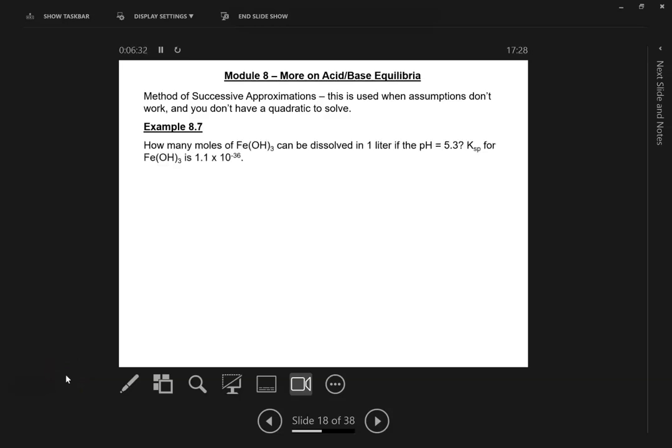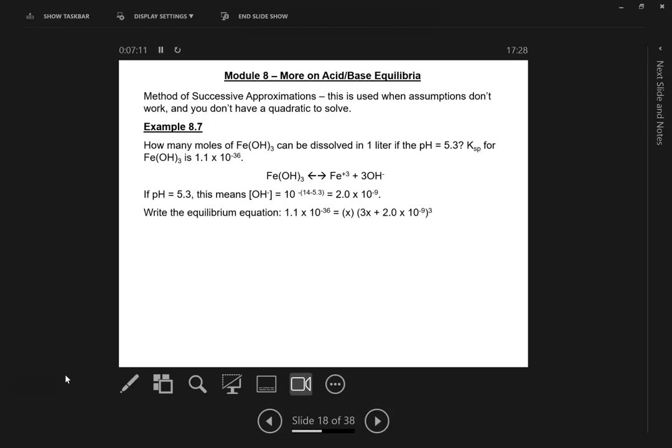So we look at example 8.7. How many moles of Fe(OH)3 can be dissolved in 1 liter if the pH is 5.3, Ksp is 1.1 times 10 to the minus 36? We write our equation just like we always do. And if pH is 5.3, that means that pOH would be 14 minus 5.3, which is 8.7. So OH- is 2.0 times 10 to the minus 9th. We take the anti-logarithm of that number. We get that. We write our equation same as before.